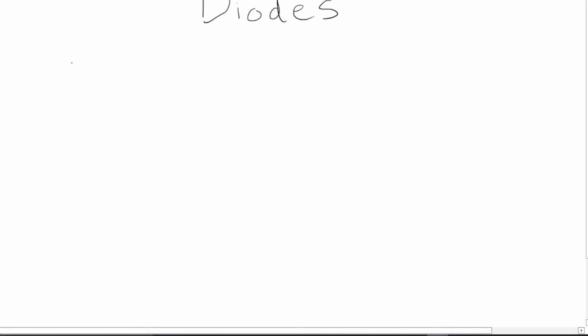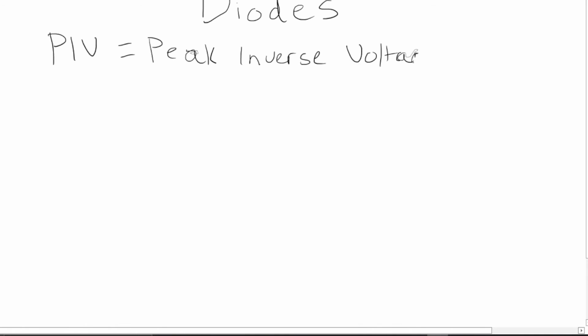So when it comes to your diodes, each diode will have a thing called PIV. What is PIV? It is the peak inverse voltage rating. So you need to look at this and the current.